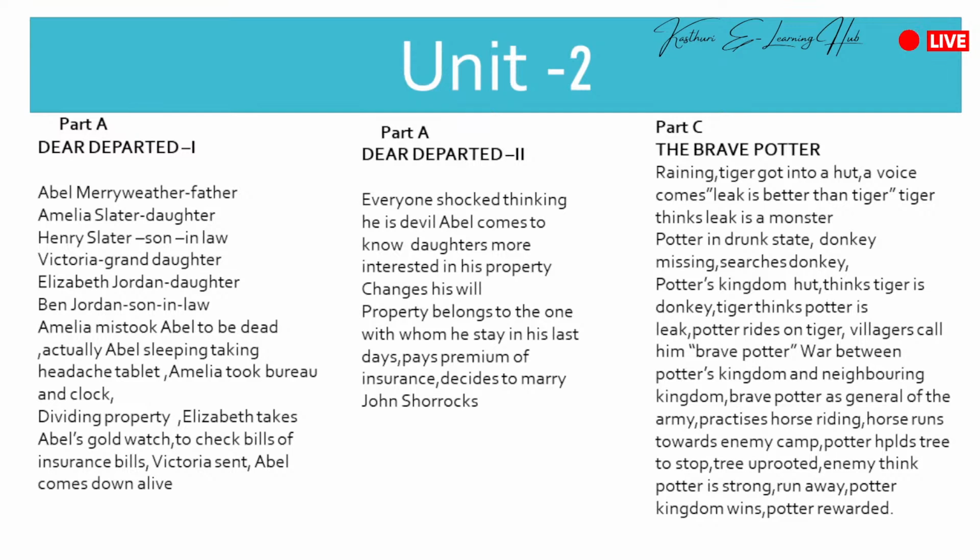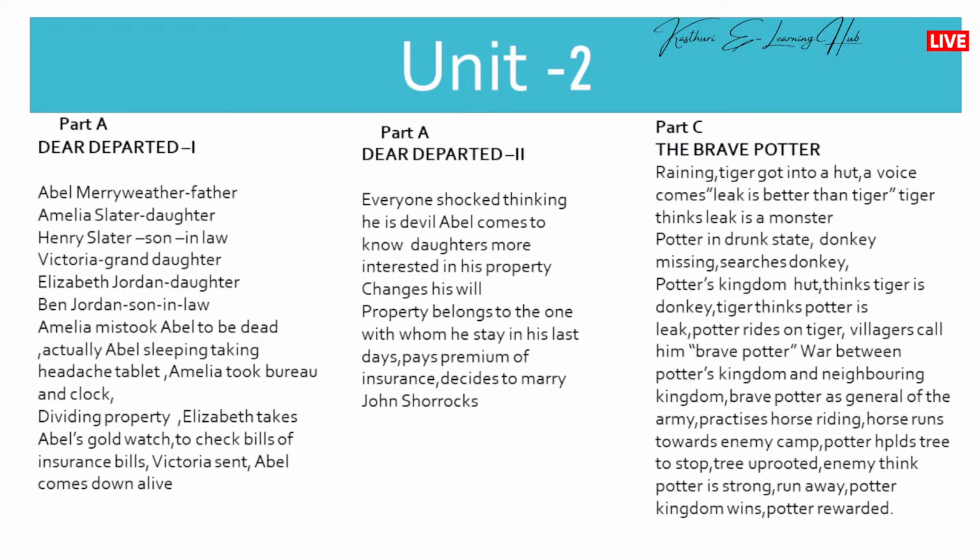Now, who will bring the key? Amelia asked Victoria to go and bring the key. Victoria is scared because they thought that Abel was dead. Still, Victoria goes to get the key. At that time, Abel comes down. Abel is actually alive. She mistook him to be dead. When Abel comes down, everyone is shocked. Everyone thinks that he is a ghost. Then Abel looks at the bureau and asks why that is downstairs.